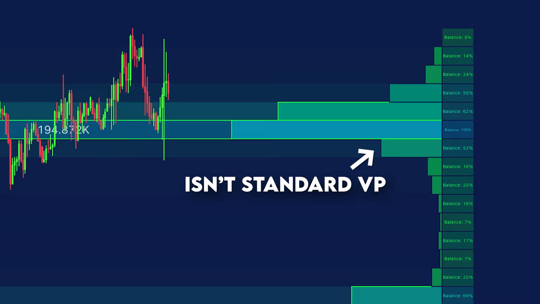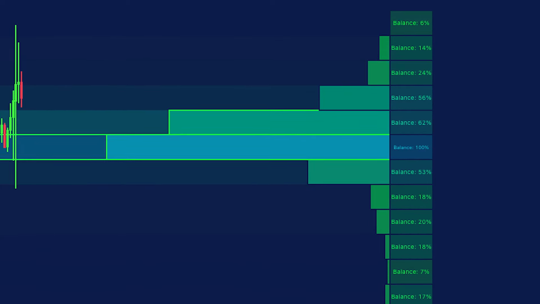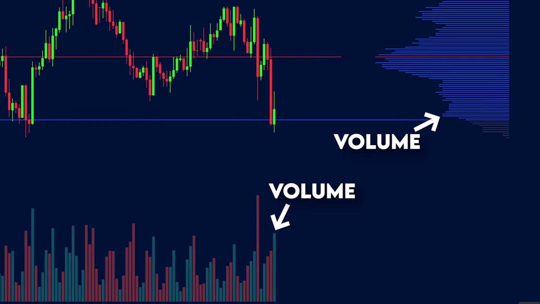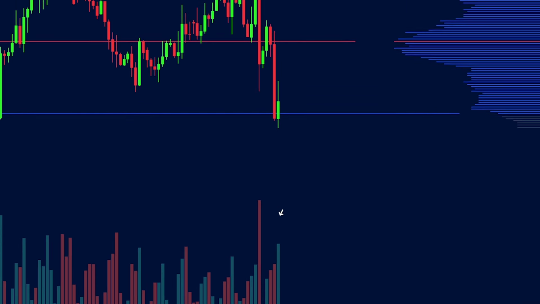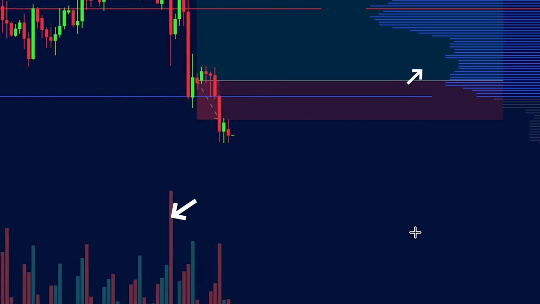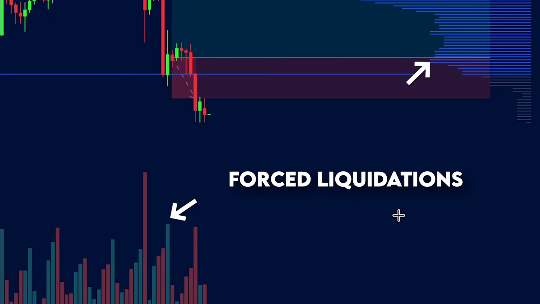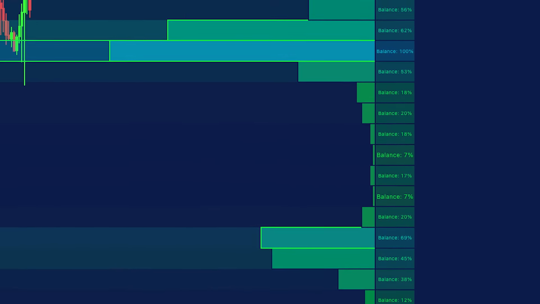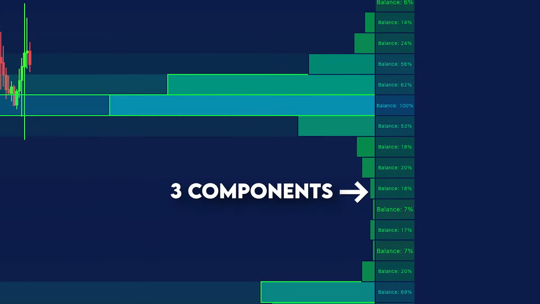Now this isn't your standard volume profile that just shows raw participation. No, this is much better. Most volume profiles just plot where volume occurred and assume high volume nodes equal acceptance. But that's wrong. High volume can represent panic selling, forced liquidations, or institutional distribution. What makes this profile truly special is how it weights each price bin by 3 critical components.